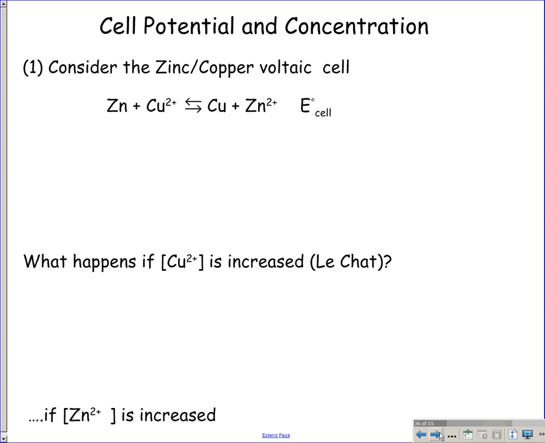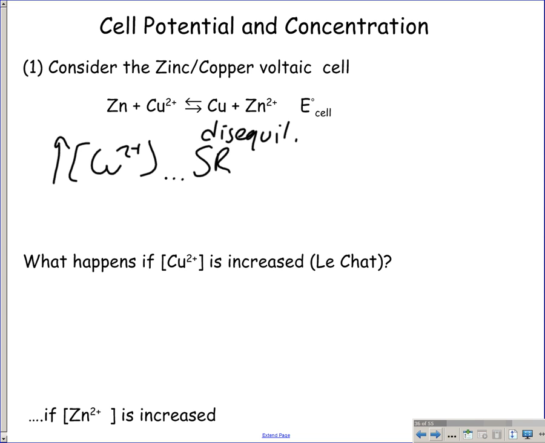Using your logic from Le Chatelier's, what's going to happen if Cu2+ is increased? Give me the verbiage that you would say on the AP exam. Tell me the big 2 cents explanation you would tell the AP examiners. Increase rate. Uh-huh. Shift right, or so disequilibrium, I like that. So there's disequilibrium, and it causes it to shift right.